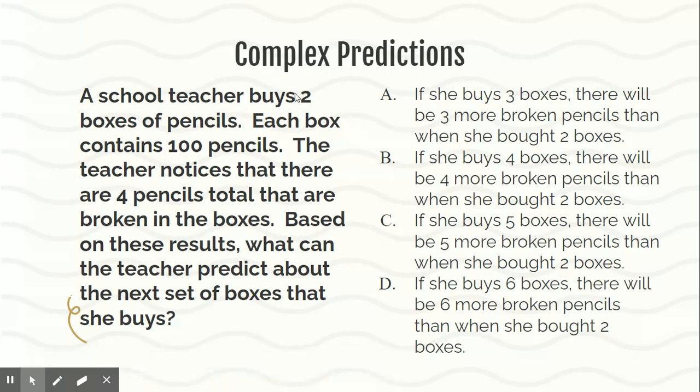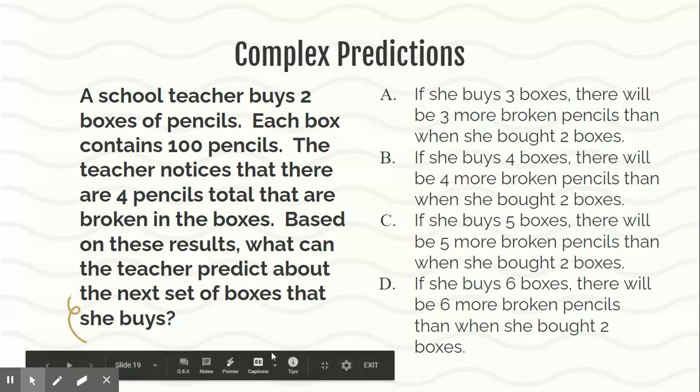A school teacher buys 2 boxes of pencils. Each box contains 100 pencils. The teacher notices that there are 4 pencils total that are broken in the boxes. Based on these results, what can the teacher predict about the next set of boxes that she buys?